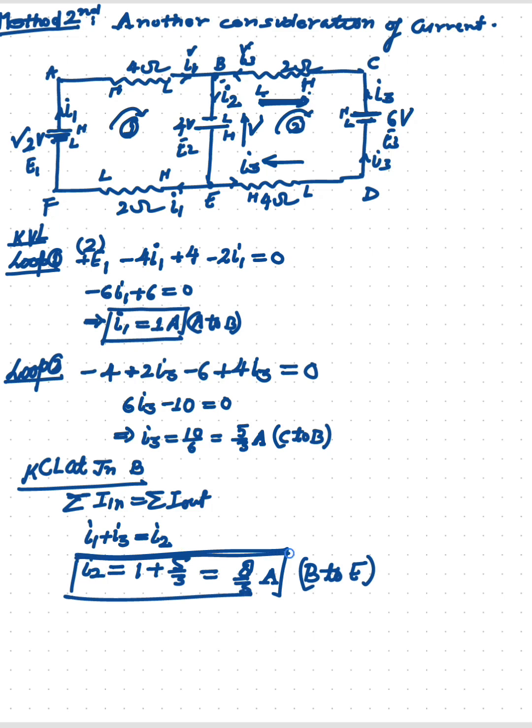Now you can compare with the previous one, we are getting the same results. I1 is 1 ampere and I3 is 5 by 3 ampere from C to B. Okay, so I solved this problem by two different considerations of the current directions. I think the concept is clear for you. That's why I solved it with two considerations of the currents. Right now, let's solve one more problem. Okay, and this question is, let's see.